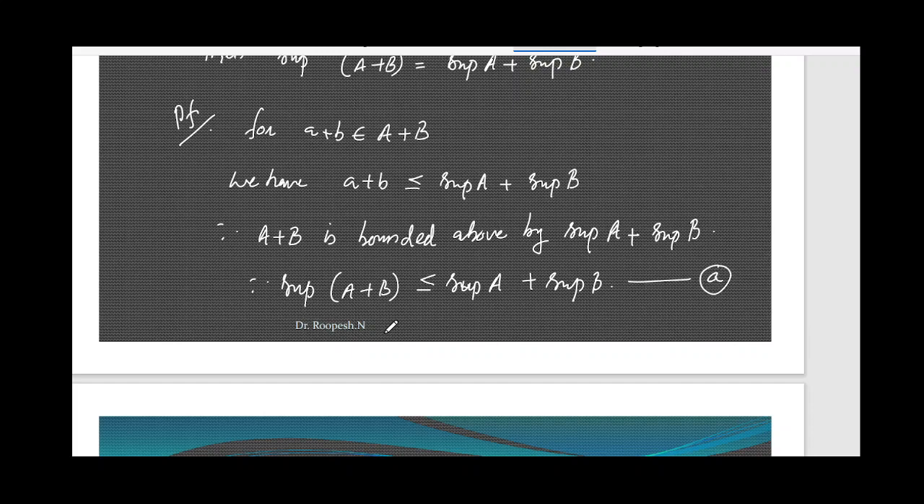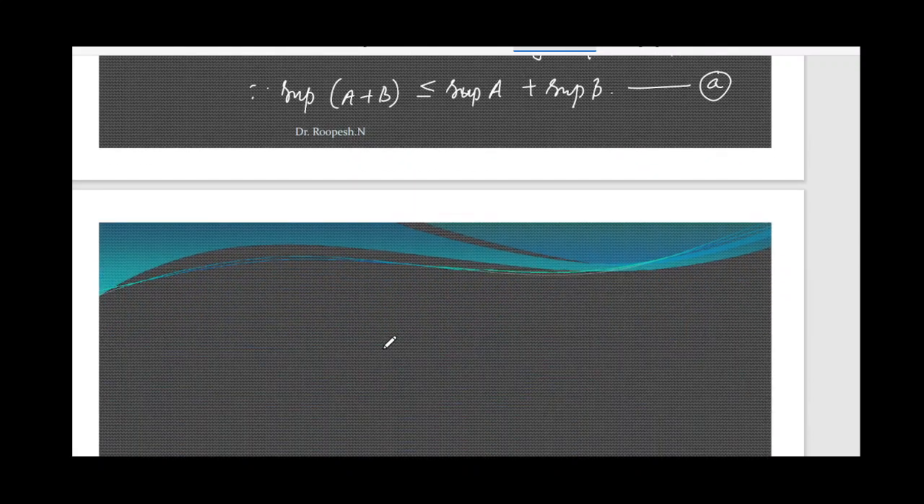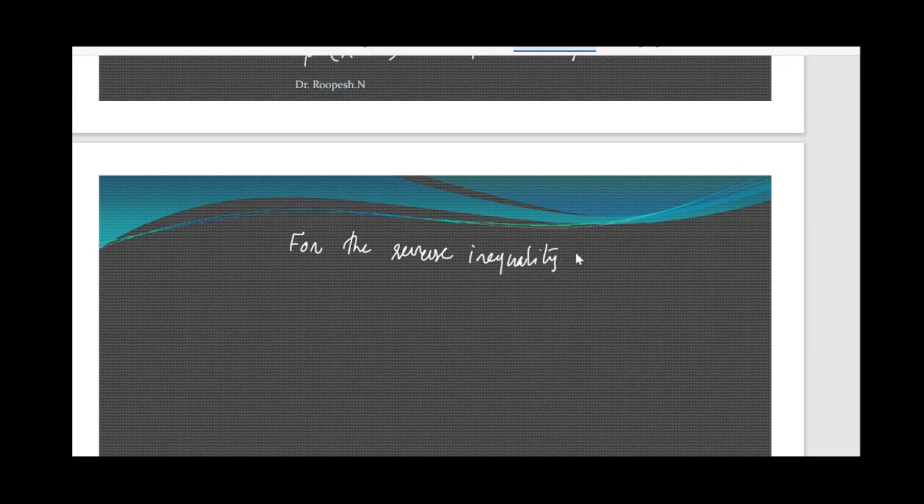Now to get the reverse inequality, fix any b belongs to B. Then a plus b is less than or equal to supremum of A plus B.